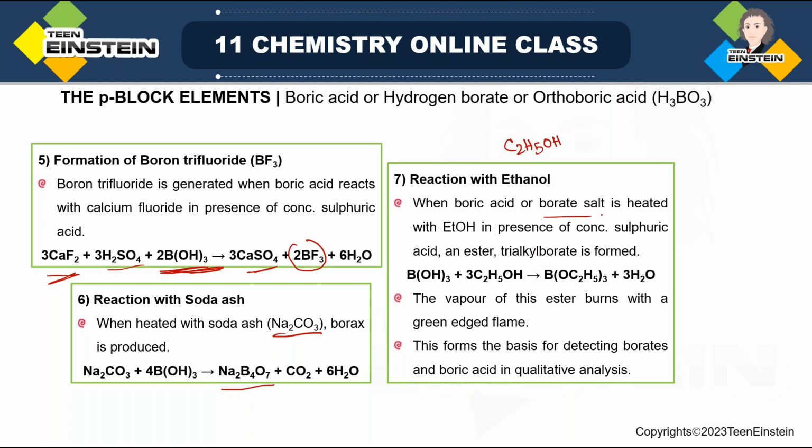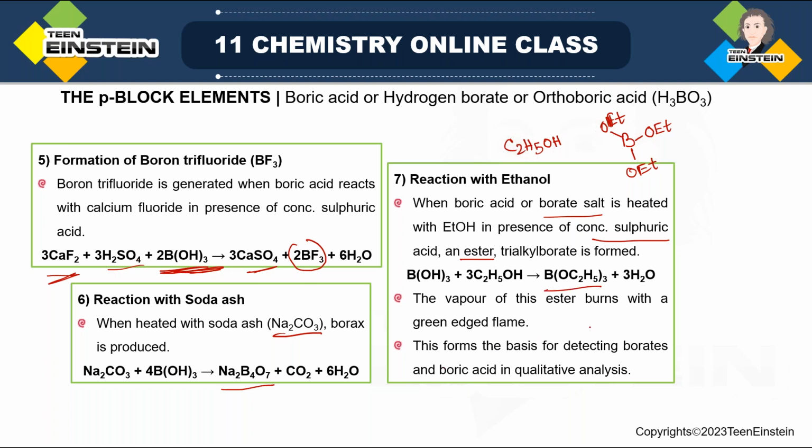So boric acid or borate salt. Not just boric acid. Boric acid is H3BO3, but borate salt is when you simply remove the H, it is only the BO3 3- unit. So boric acid or borate salt, both when you heat them with ethanol in presence of concentrated sulfuric acid, there is formation of an ester, trialkyl borate. So instead of the OH unit, we will have the OEt unit. It is written as B(OEt)3 plus water.